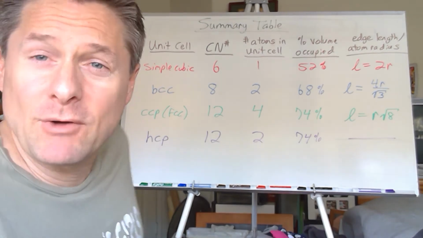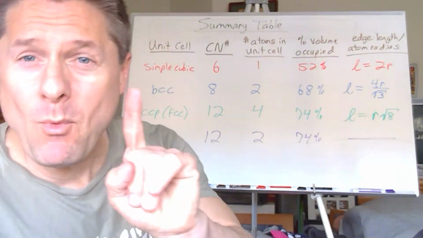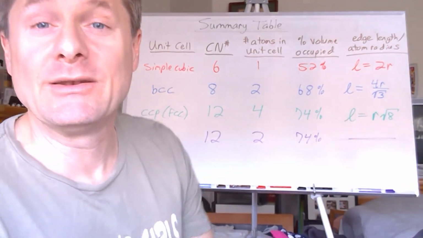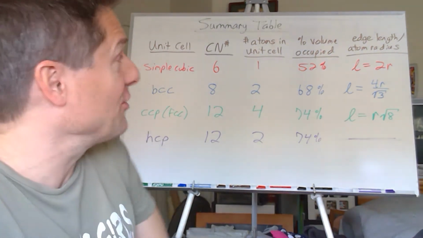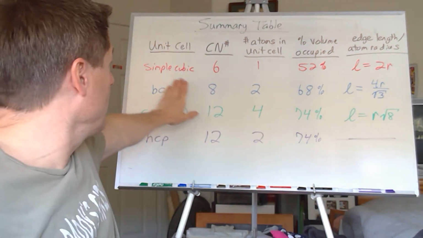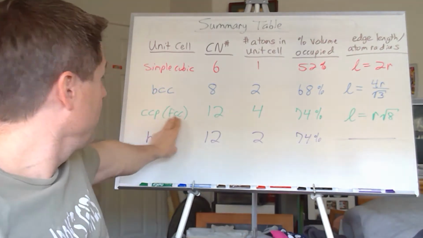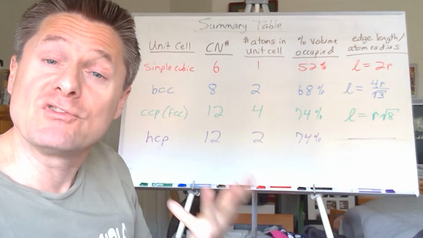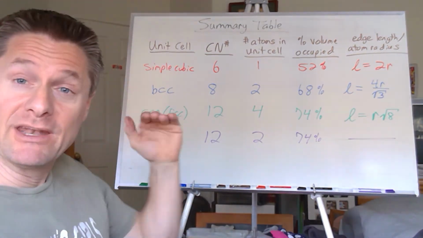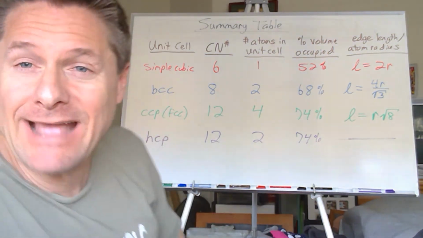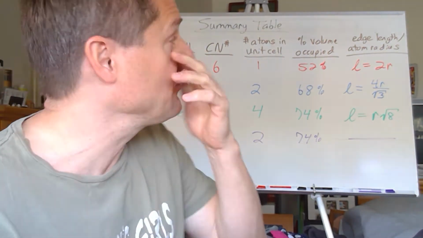Time for a quick summary table, and then we'll talk about one more thing, and we'll be done with the closest packed structures. All right, so here's our summary table. We talked about simple cubic, body-centered cubic, face-centered cubic, which we know now is cubic closest packed, going into those octahedral holes, and then hexagonal closest packed, going into the tetrahedral holes.